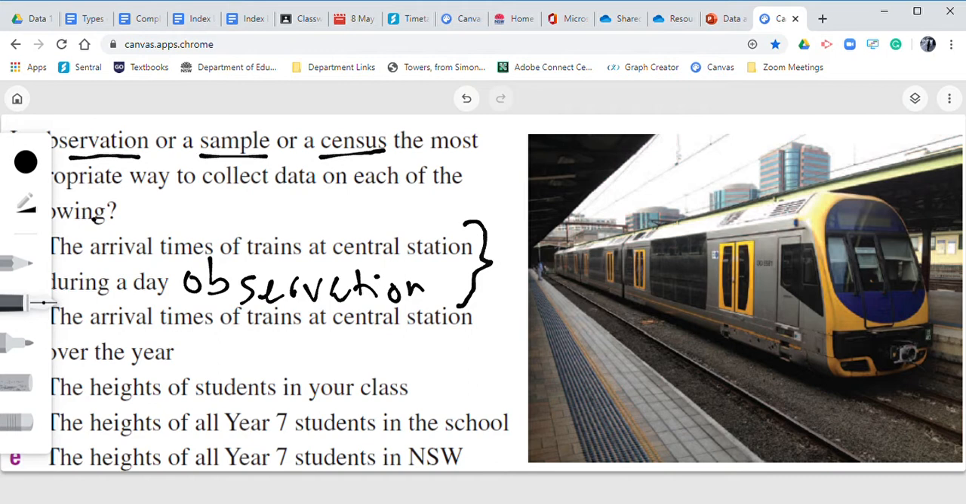For the second example, the arrival times of trains at Central Station over the entire year. The practicality of sitting for an entire year and observing every single train going through the station is not very practical. It's not very possible. Obviously, for all 365 days, it's not going to be the easiest thing to do. So the first thing you could easily do is a sampling. You could pick certain days and choose those as your data to represent the year.